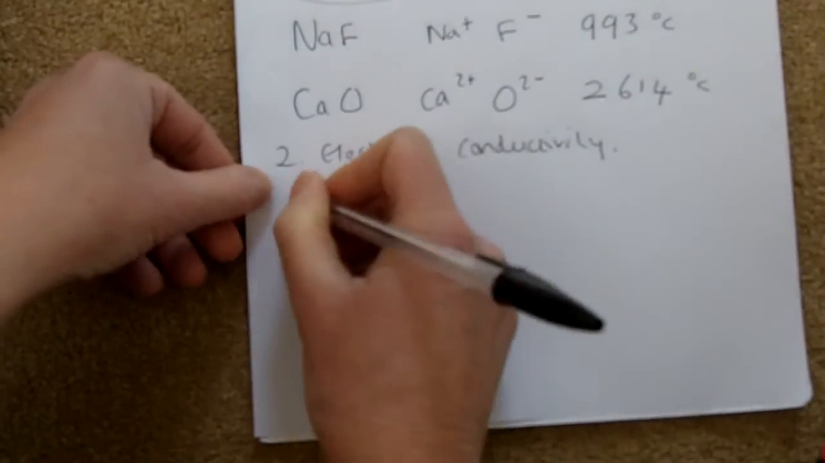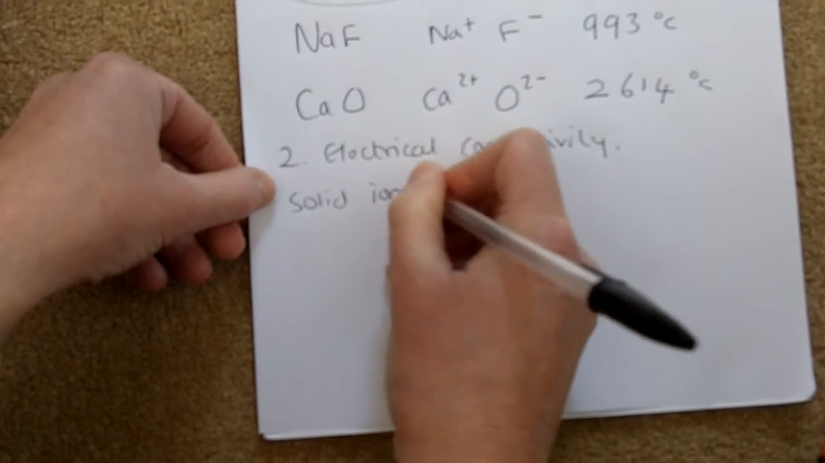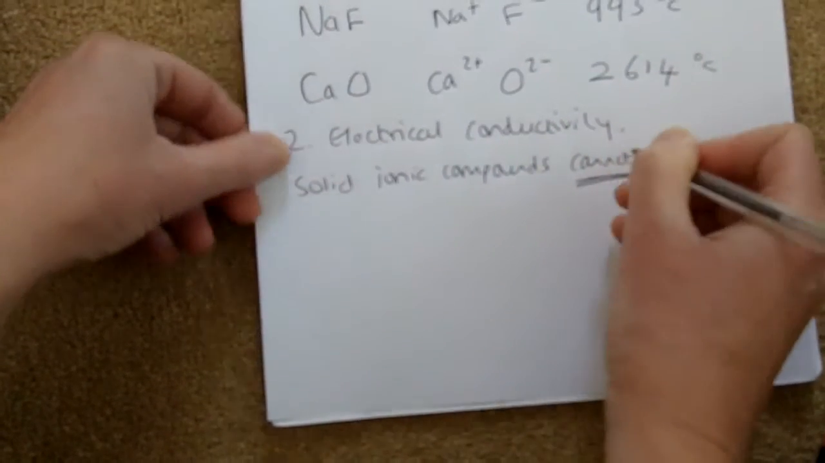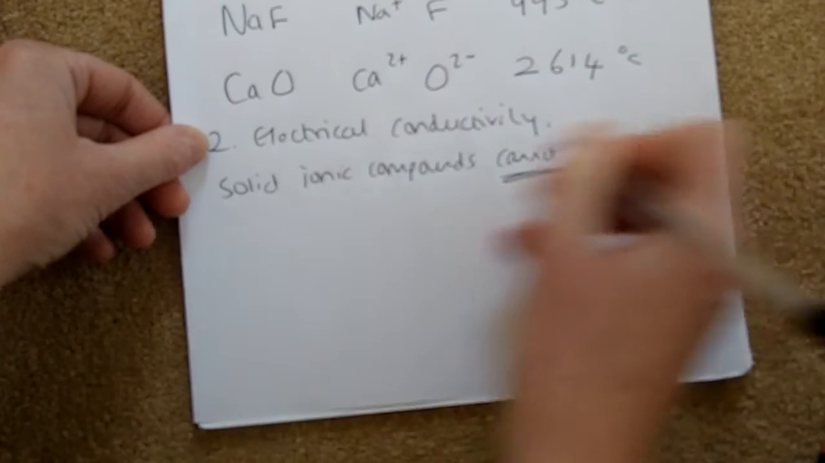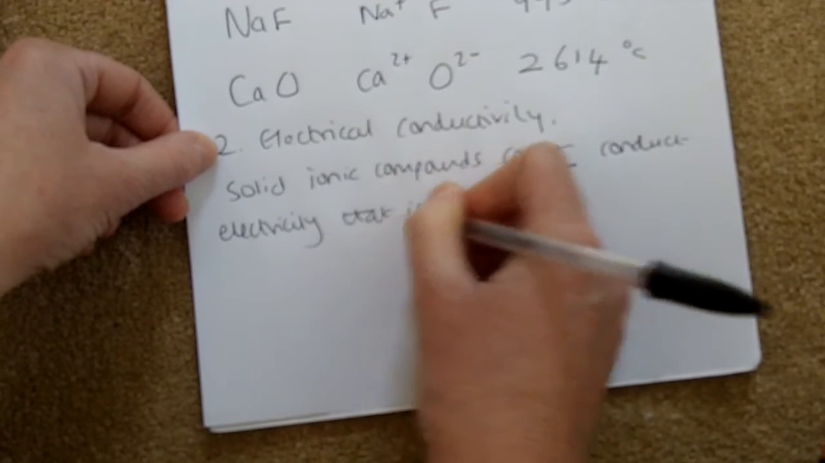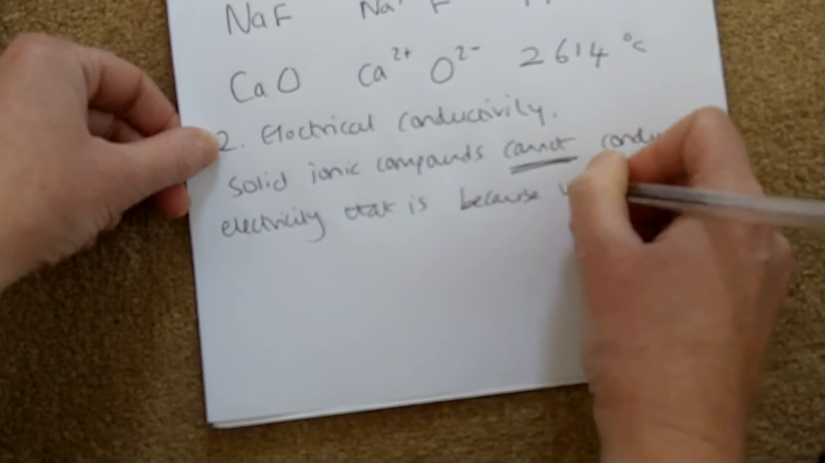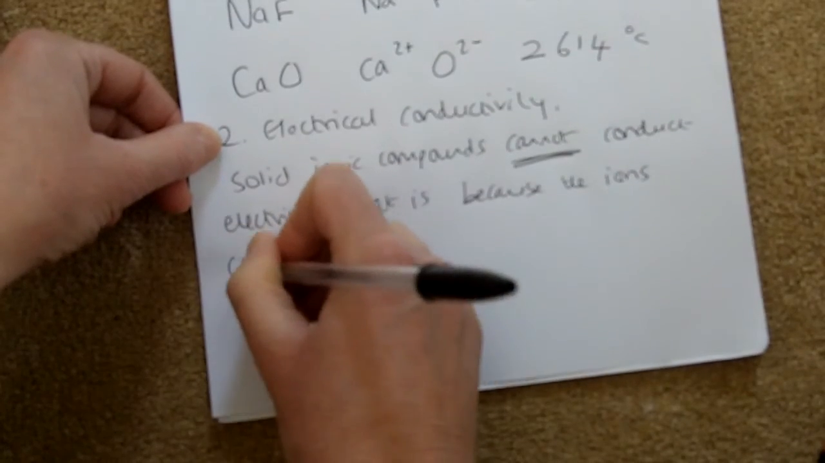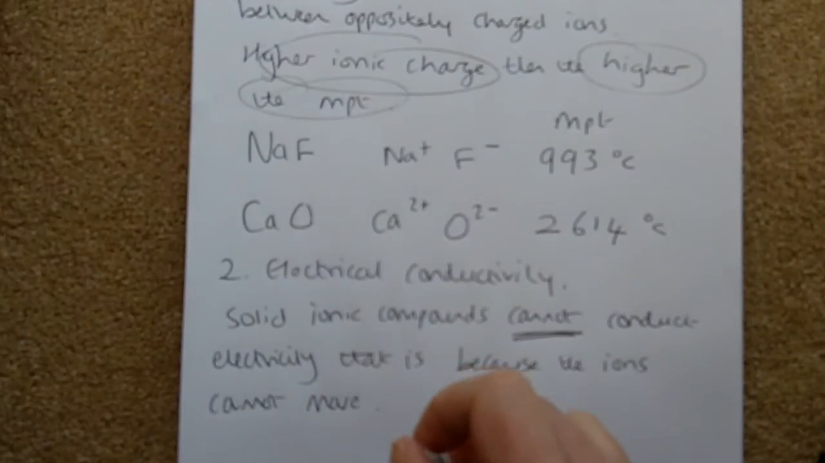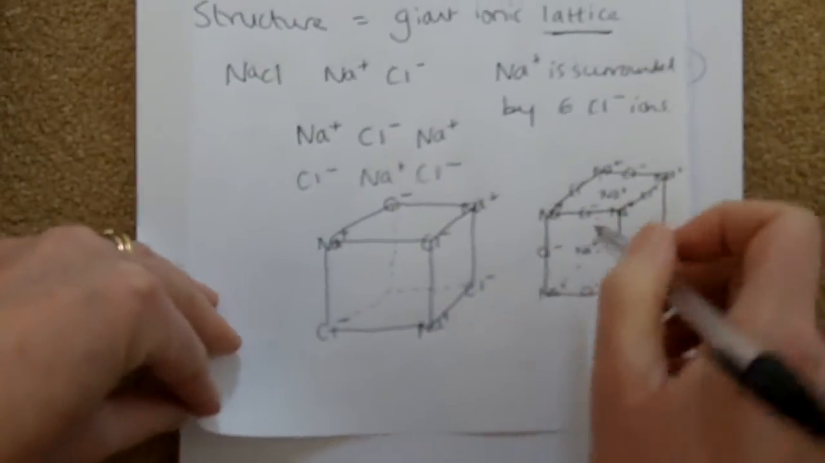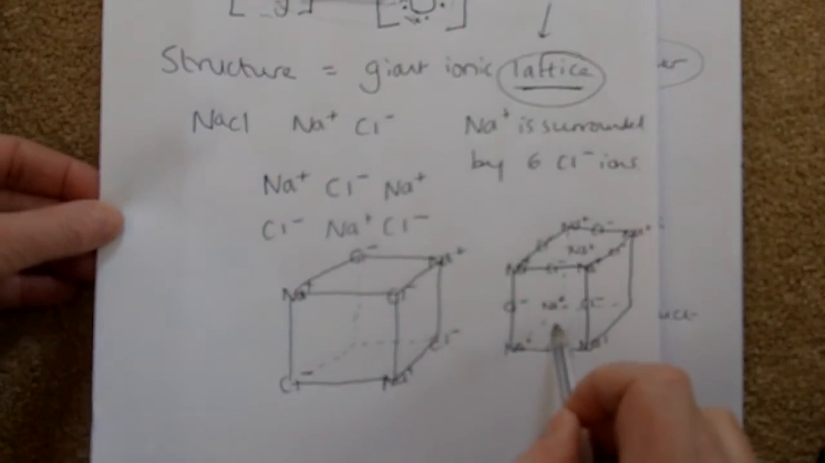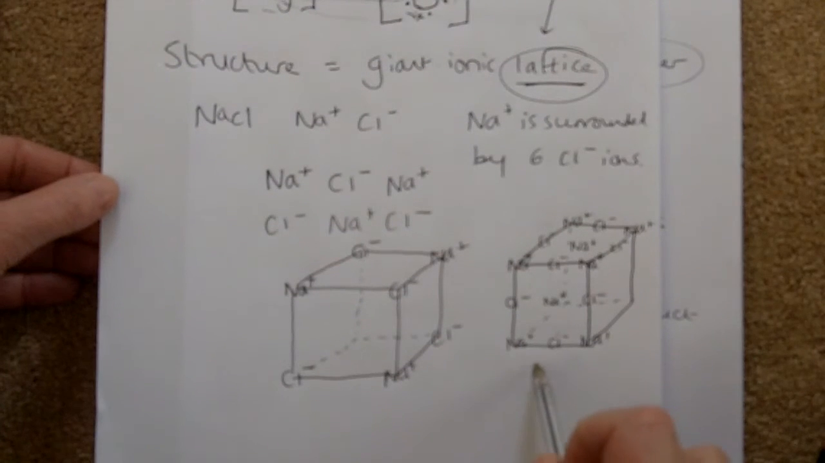Solid ionic compounds cannot conduct electricity. That is because the ions cannot move. They are fixed in position. If you look at the drawing we drew moments ago, the ions are in a solid lattice. They cannot conduct electricity because the ions cannot move.